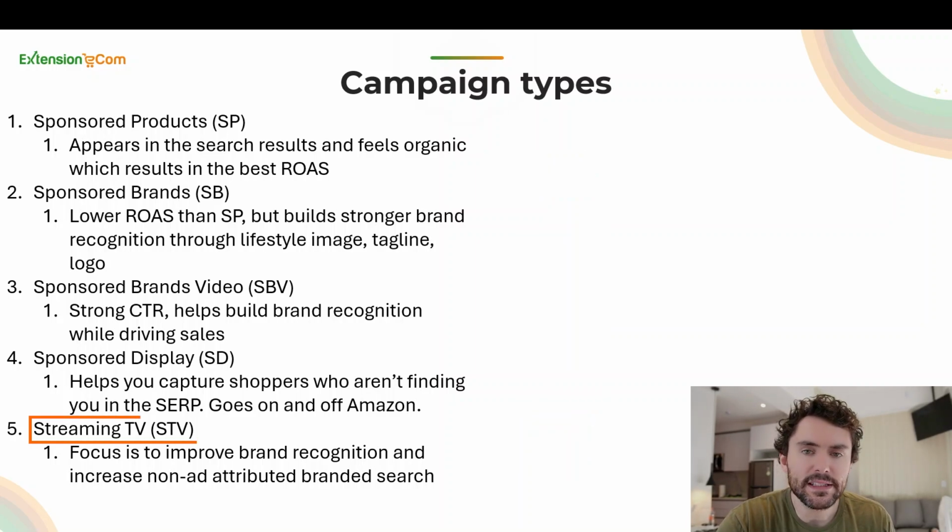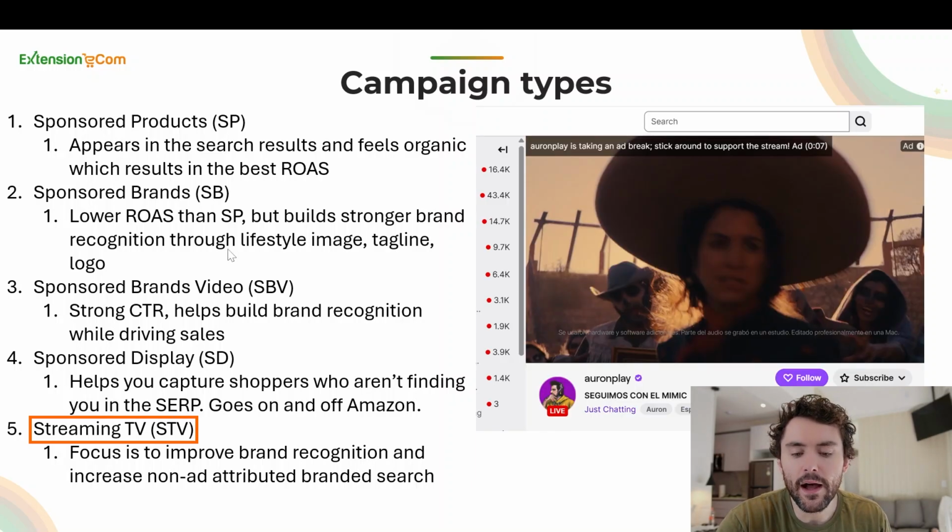And lastly, we're going to have streaming TV. This is the highest in the funnel of Amazon's ad solution offering. Here you can see an ad on twitch.tv. These also appear on Amazon Prime and other video placements. These are typically non-clickable, non-skippable, traditional 15 to 30 second ads. The whole goal here, again, is to build brand recognition and drive an increase to non-ad attributed branded search.